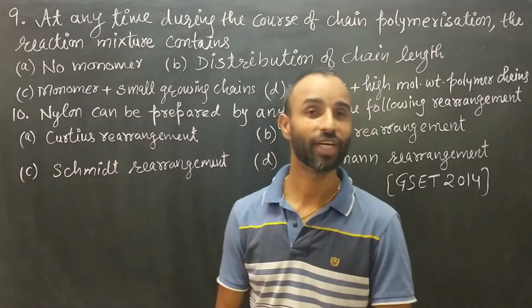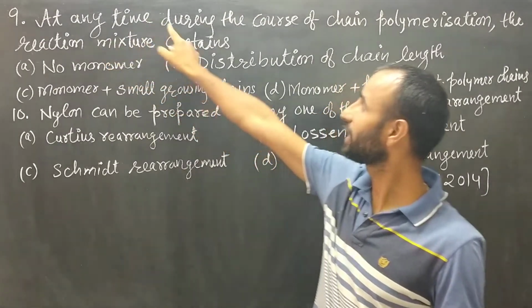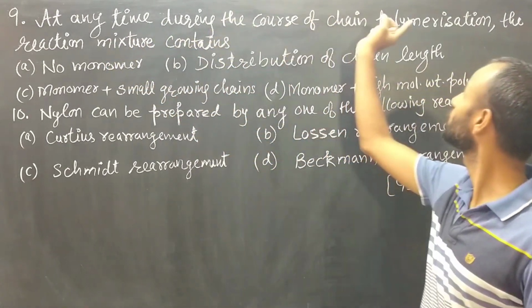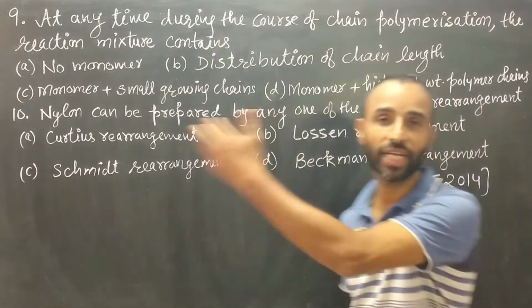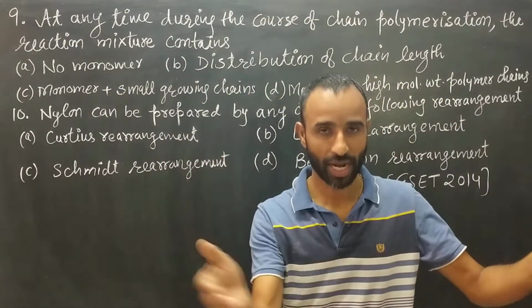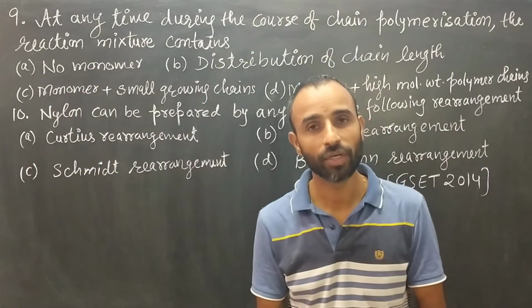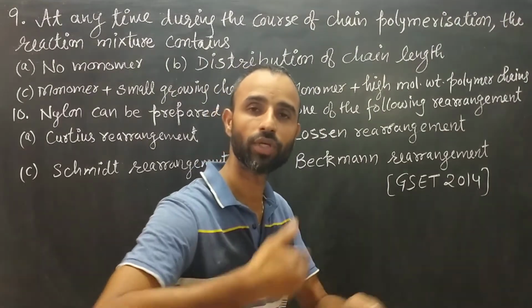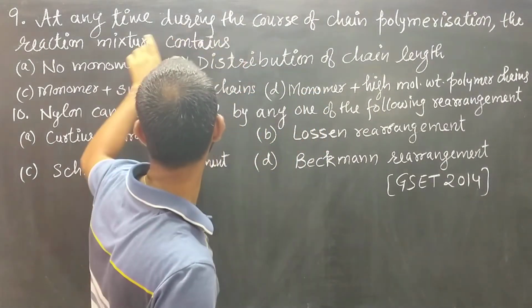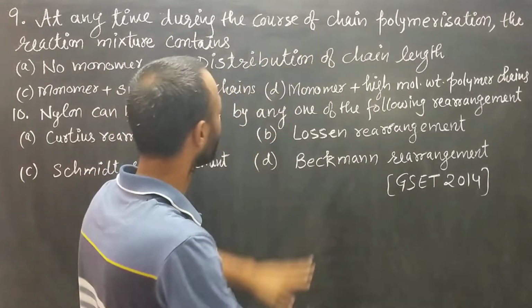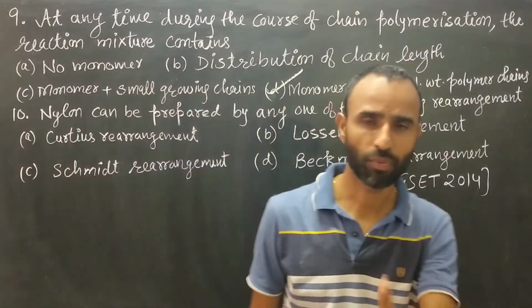The 9th and 10th questions are from GSET 2014. Question 9 is: at any time during the course of chain polymerization, the reaction mixture contains, so you know, when chain reaction takes place, chains are adding up, so high molecular mass polymer is formed, and monomers are going to be added one by one. So that means that at any time, there is monomer as well as high molecular mass polymer chains.